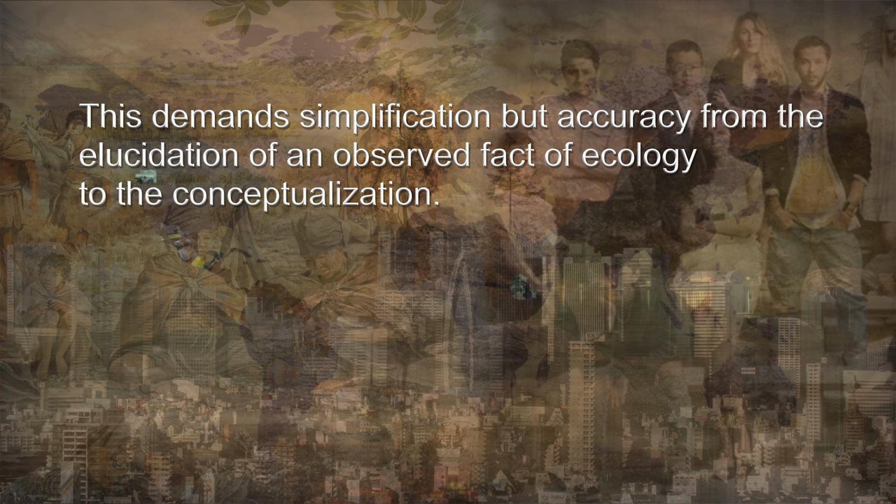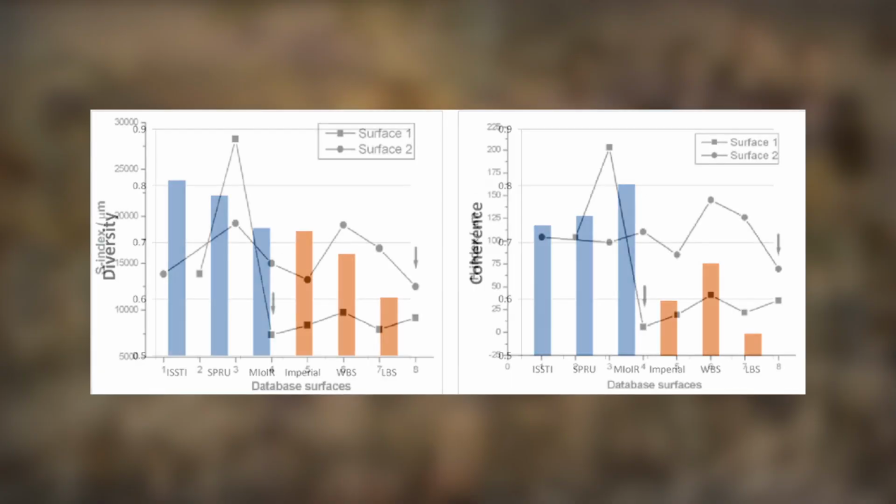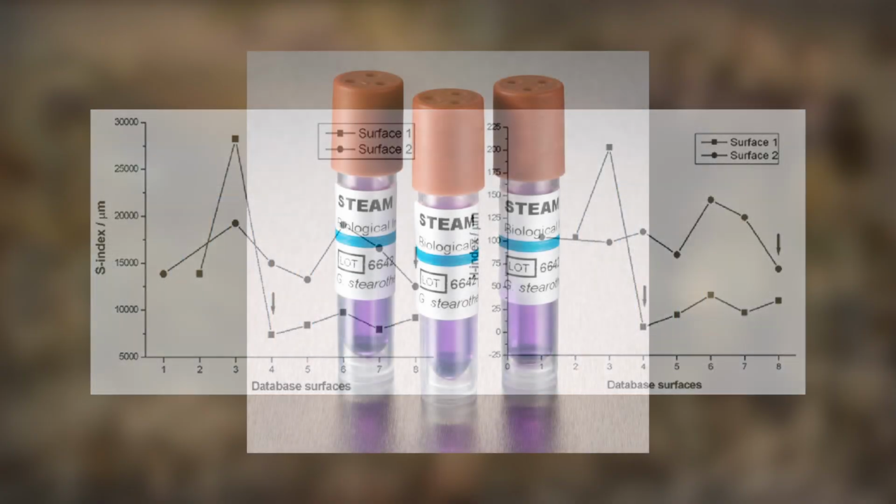So, the shift from fundamental knowledge of ecology to applied ecology has always been the motive of ecologists. This demands simplification, but accuracy, from the elucidation of an observed fact of ecology to the conceptualization. In a simple way, indicators of diversity, indicators of similarity and biological indicators look to be the most fascinating and beneficial.